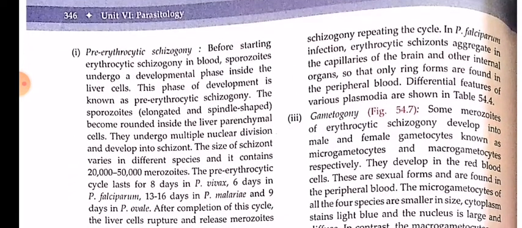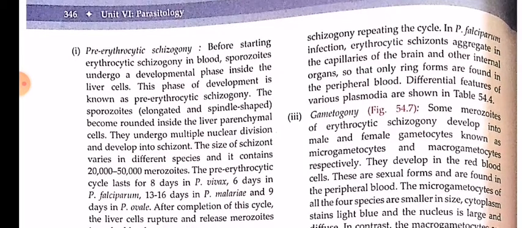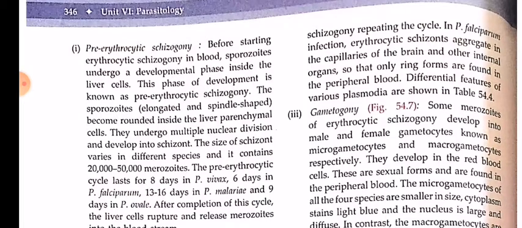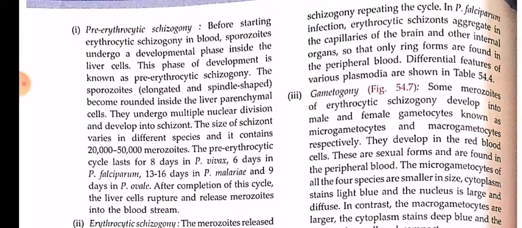repeating the cycle. In P. falciparum infections, erythrocytic schizonts aggregate in the capillaries of the brain and other internal organs, so that only ring forms are found in the peripheral blood. Differential features of various plasmodiums are shown in the table 54.4.